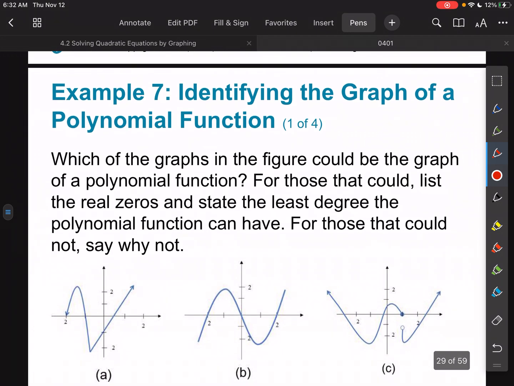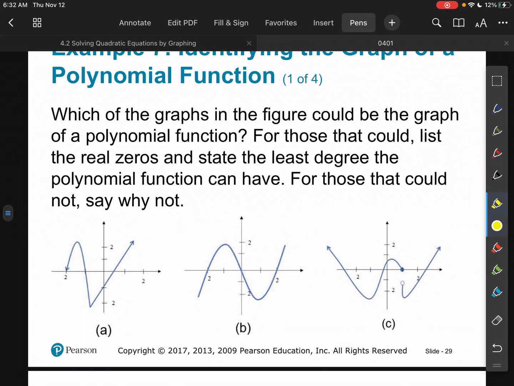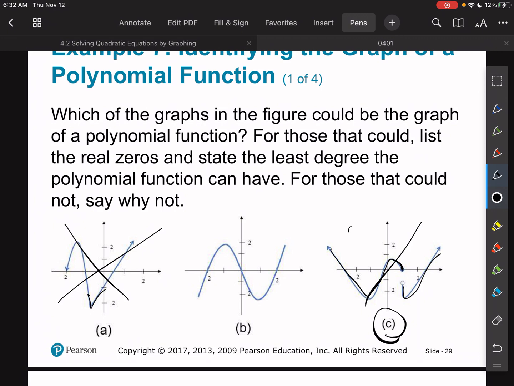So example 7 says identify the graph of a polynomial function. Which of the graphs in the figure could be the graph of a polynomial function? For those that could, list the real zeros and state the least degree that the polynomial function can have. For those that could not, say why not. Okay, so for the first one here, we know that this is not a polynomial because we have a sharp turn. For C, we have to lift our pencil here to finish that graph, so this one is not one as well. So the only one that works is B.